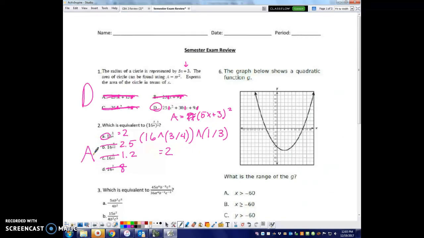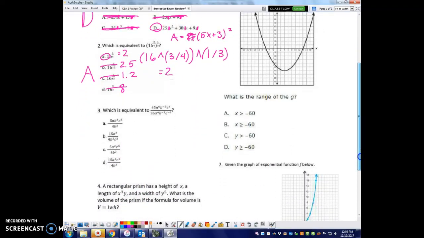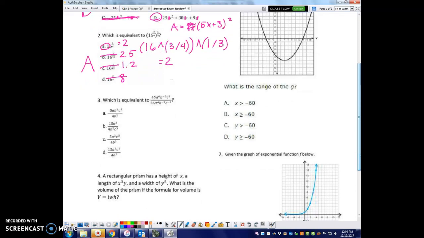Okay? Now, number 3. We've been going over stuff like number 3. You should be able to at least know certain things by now. Like, if you have a negative exponent, what does that mean? Negative exponent means it switches. So if it's on the top, you're going to move it to the bottom. If it's on the bottom, you're going to move it to the top.